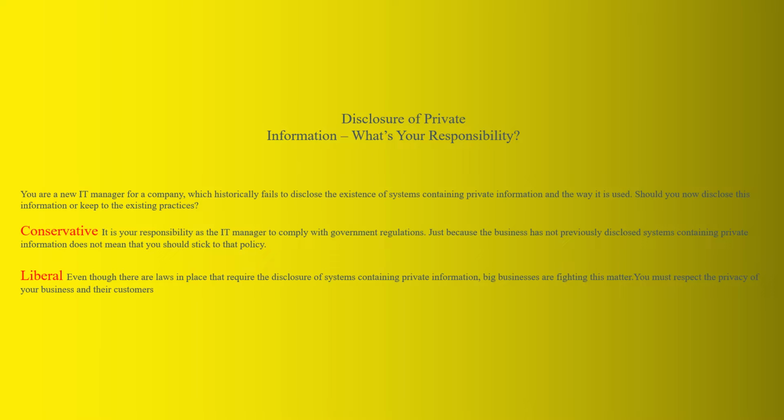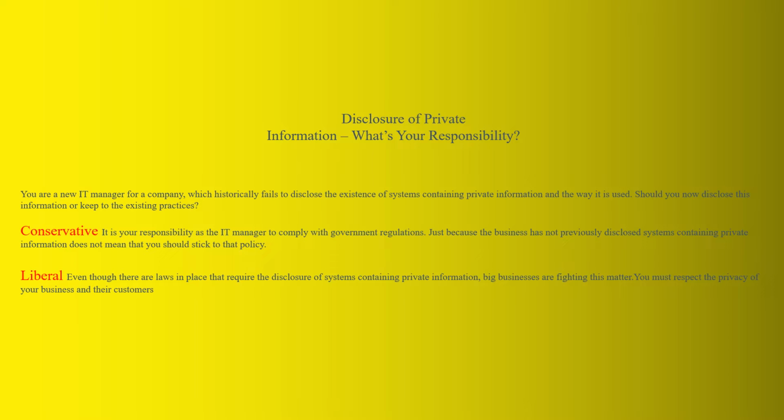Disclosure of private information. What's your responsibility? You are a new IT manager for a company which historically fails to disclose the existence of systems containing private information and the way it is used. Should you now disclose this information or keep to the existing practices? Conservative. It is your responsibility as the IT manager to comply with government regulations. Just because the business has not previously disclosed systems containing private information does not mean that you should stick to the policy.